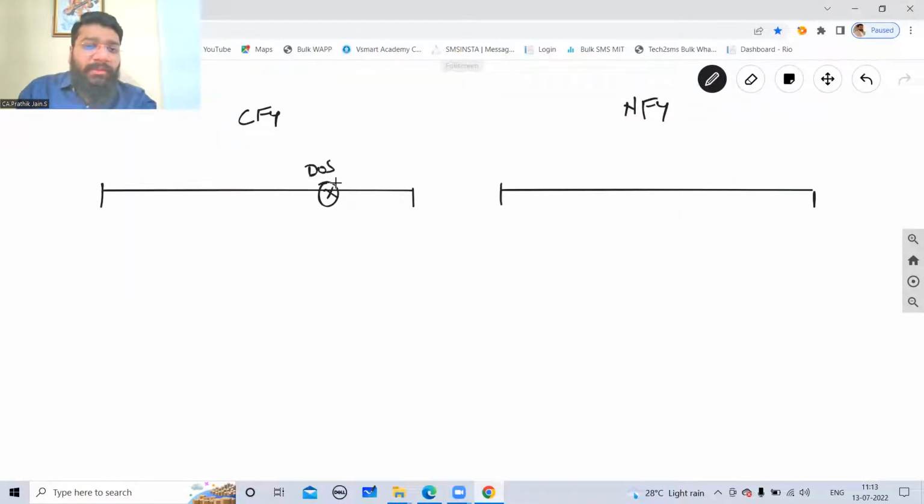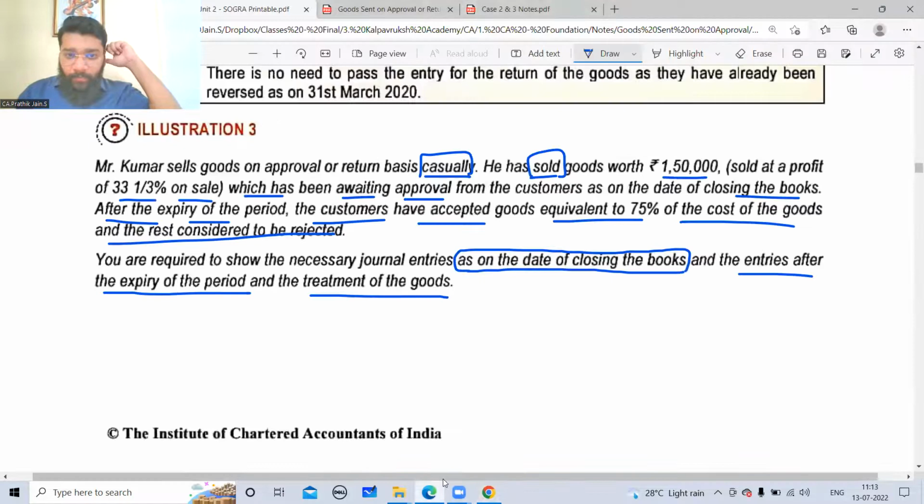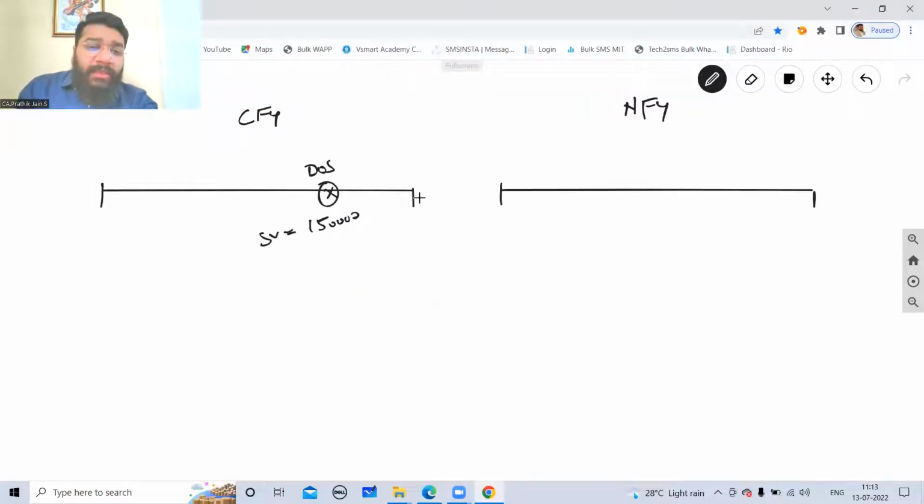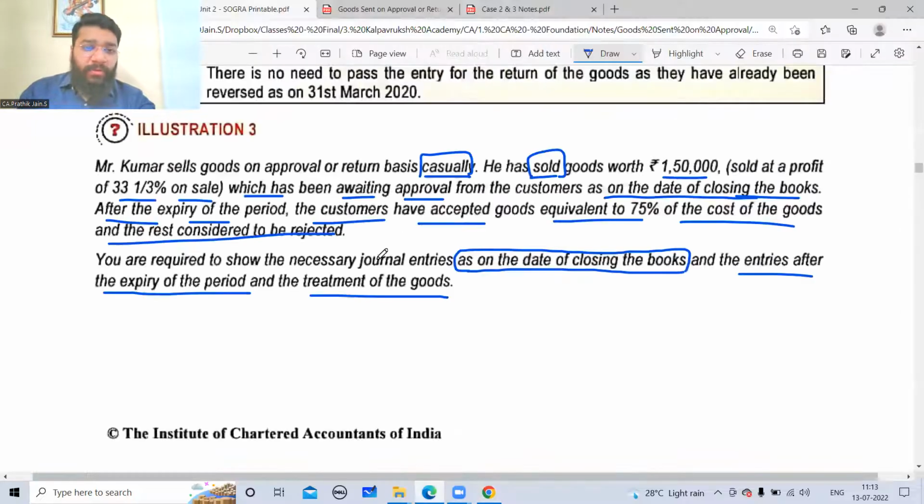This is the date of sending the goods. Goods worth 1,50,000 has been sent, so this is the sale value. It was awaiting approval from the customer as on the date of closing the books, which means till the end of the financial year, that is 31st of March. The confirmation has not come. Till 31st of March, there is no confirmation.